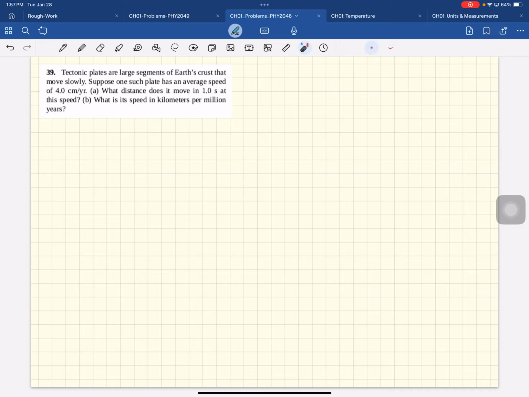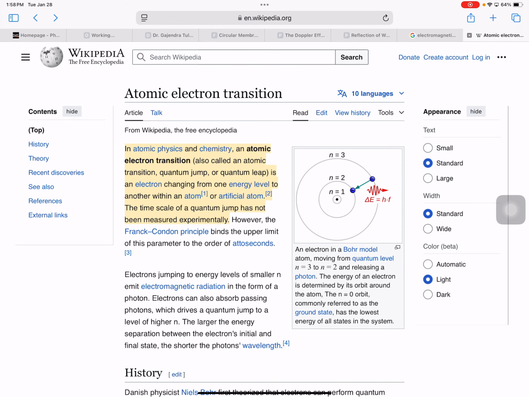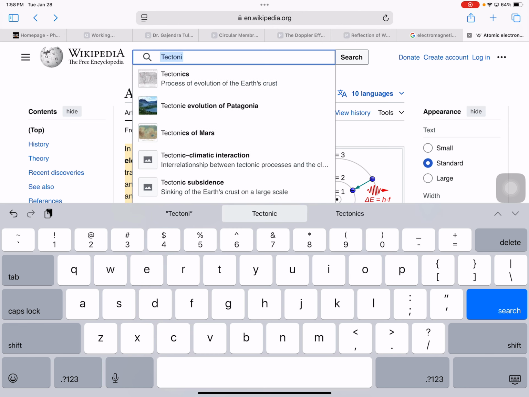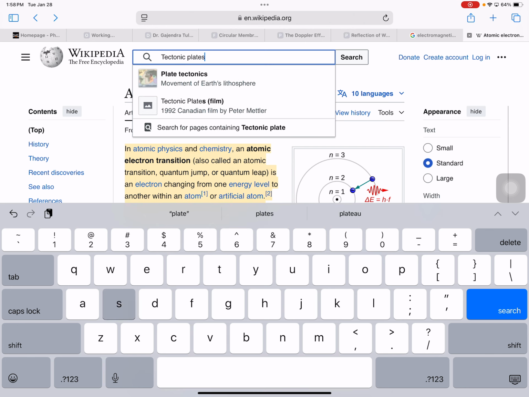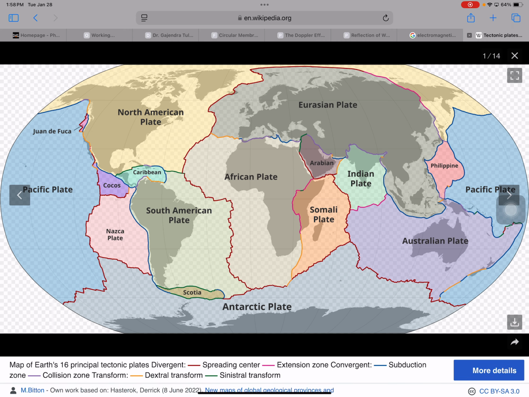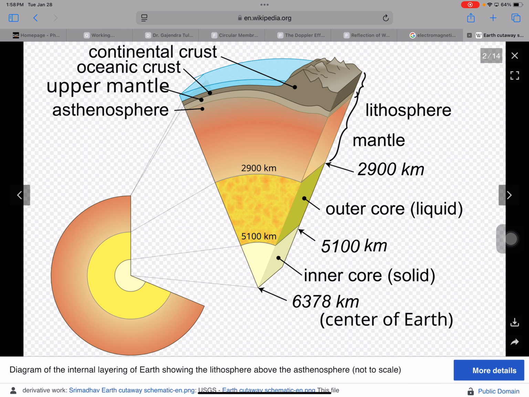So here's an interesting problem. Tectonic plates. Do you guys know what those tectonic plates are? Okay, so there are the tectonic plates. And if you look at the cross section, here's a cross section of the Earth.